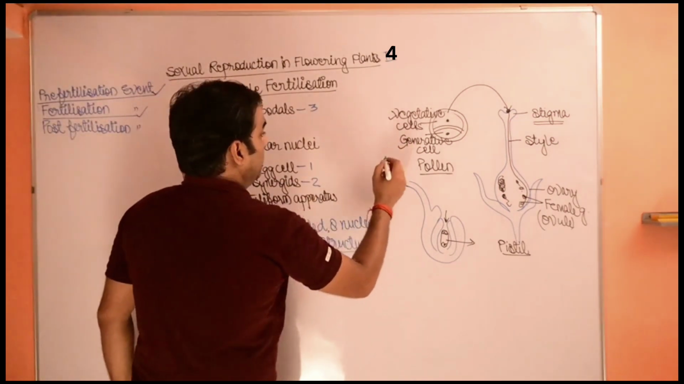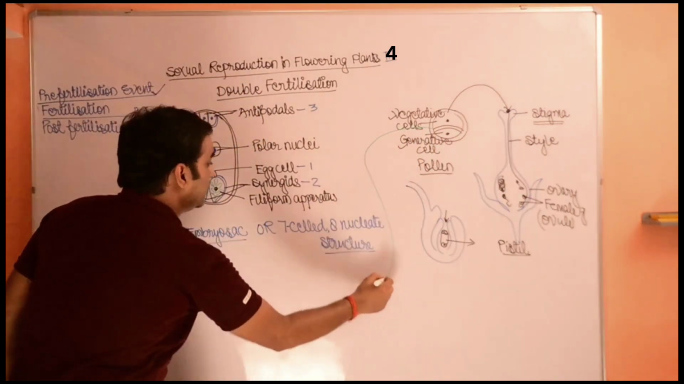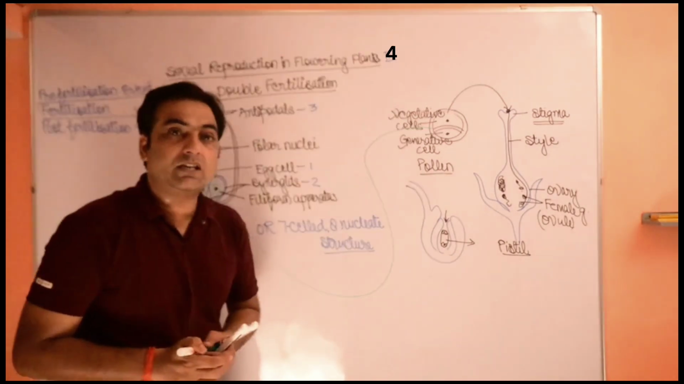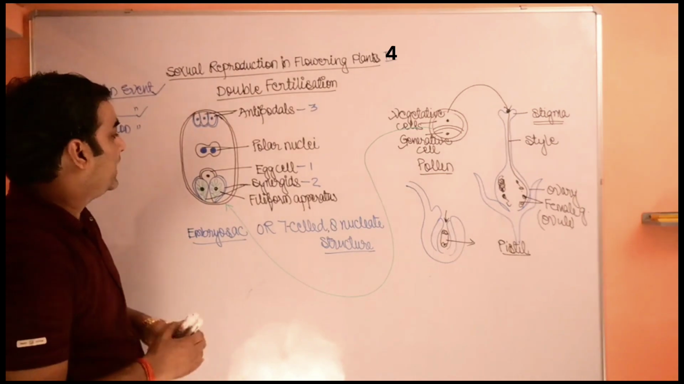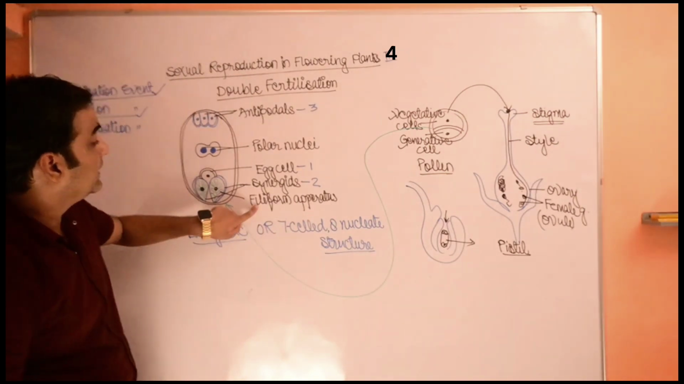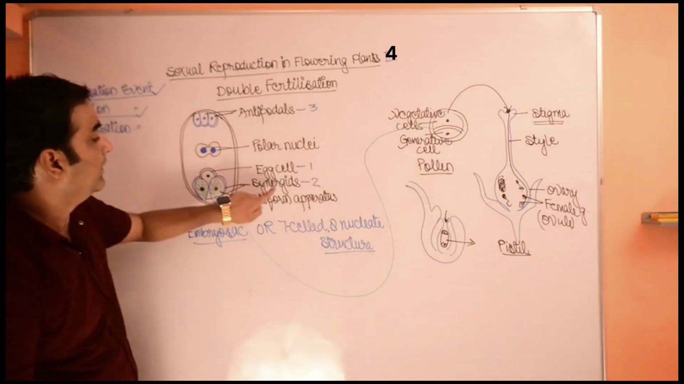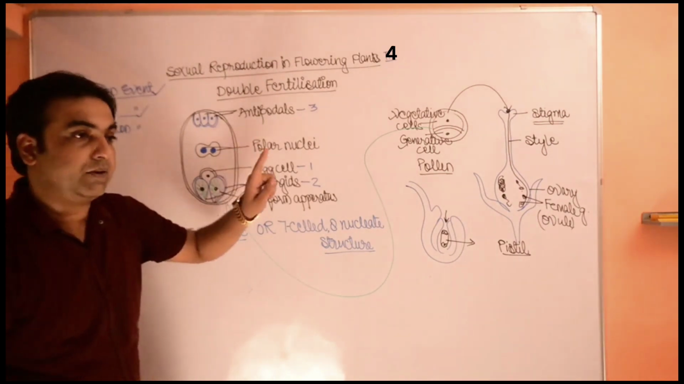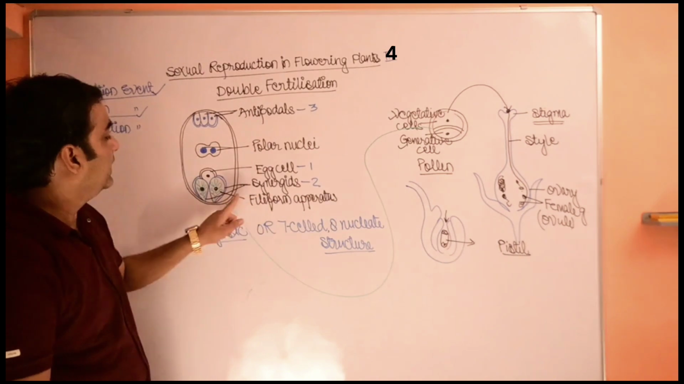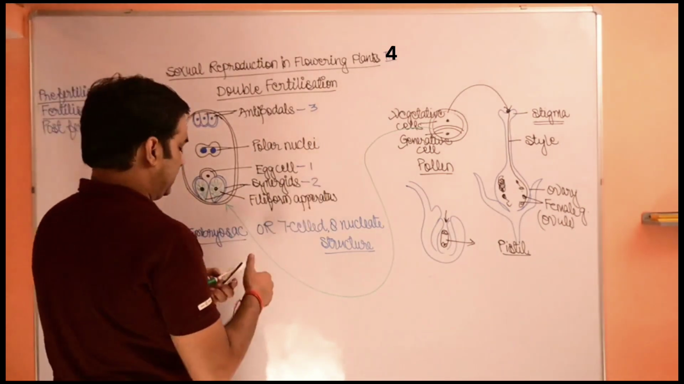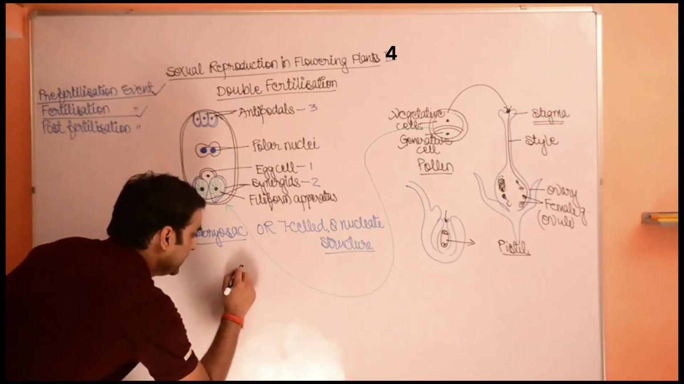The pollen will start entering, and the entry will be facilitated by the filiform apparatus, the finger-like structure present in the synergids. It facilitates the entry of the pollen. So the entry will be done. Two cells are there.